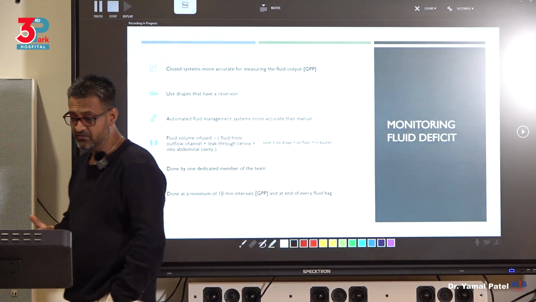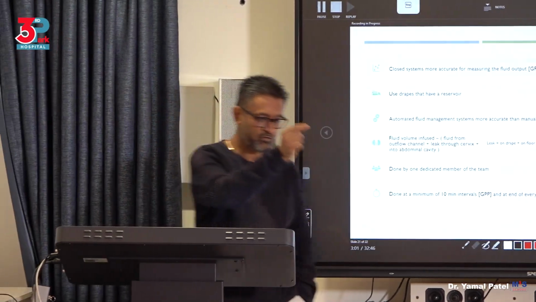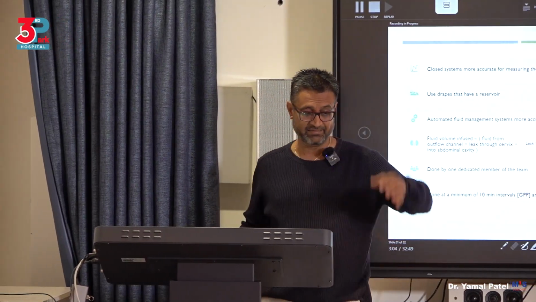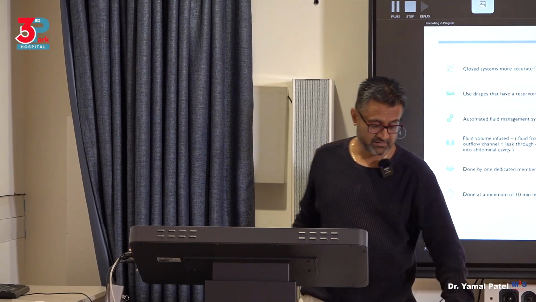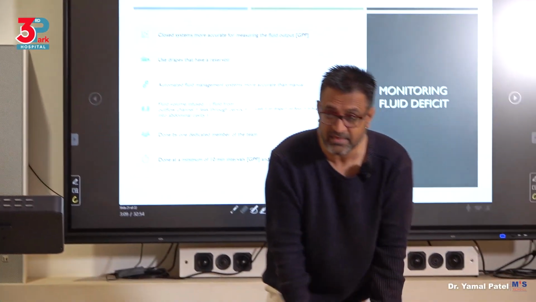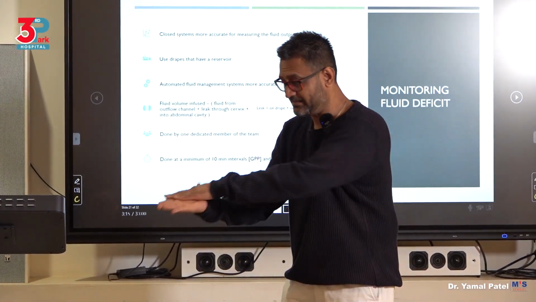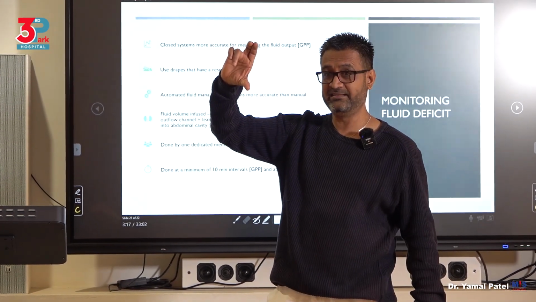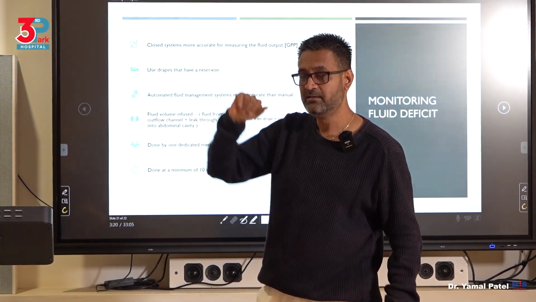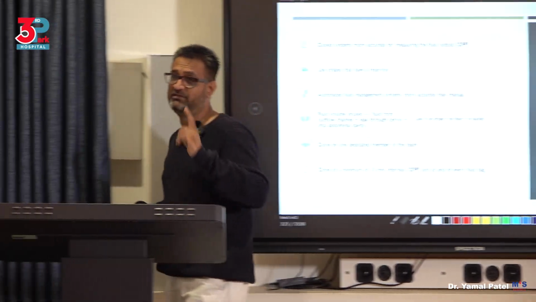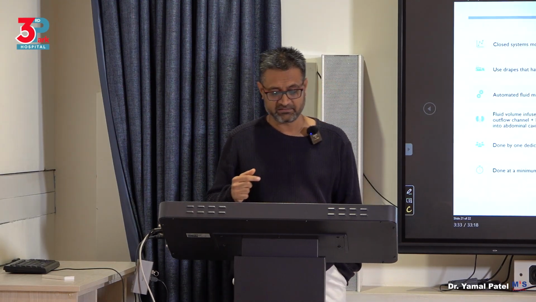Okay? Then you would say, my fluid from the outflow that is connected is going into the bag, and the one that is dripping down into the basin down there. Sometimes you have a whole lake that forms down there on the floor. Someone should be constantly collecting that and putting it into a measuring jar and saying, okay, this is 100, this is 500 ml. So you have to be able to measure your deficit, okay? I told you it's done by one dedicated team member, and you have to be doing this at minimal intervals of 10 minutes, okay? Thank you.